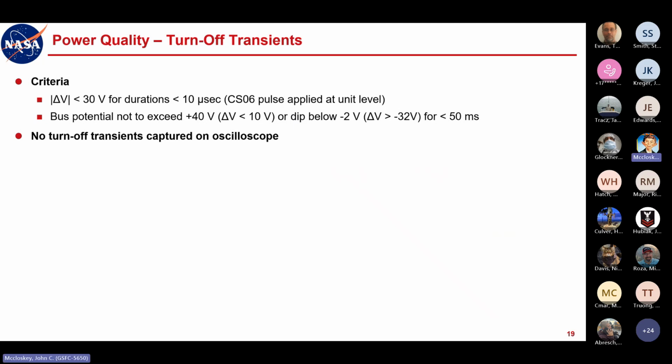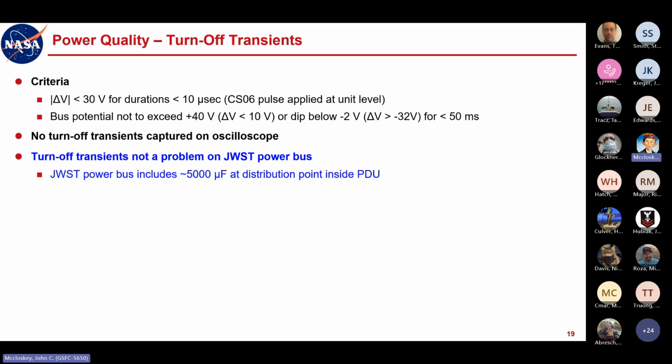So turn off transients. Again, we wanted the delta V to be less than 30 volts for any durations less than 10 microseconds per the CS06 characteristic. And we didn't want the bus potential to go above 40 volts, so a delta V of less than 10 volts, or dip below -2 volts for any transients less than 50 milliseconds. Okay, but we never got the scope to trigger a single time. Not once. So turn off transients are not a problem on the JWST power bus.